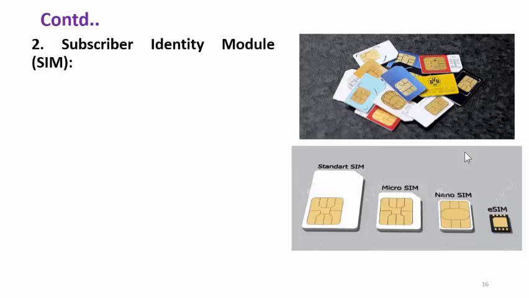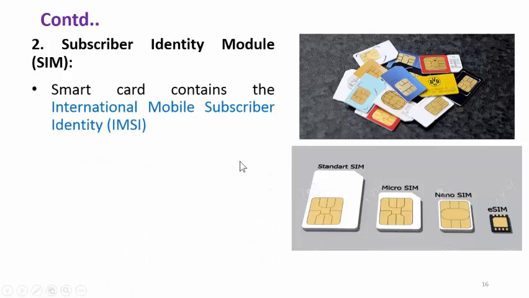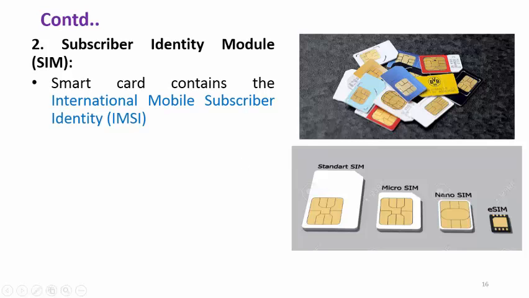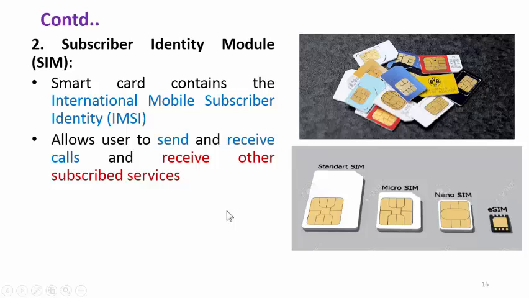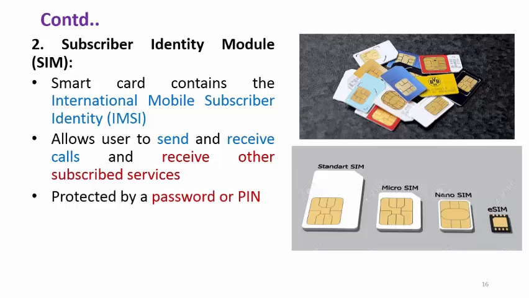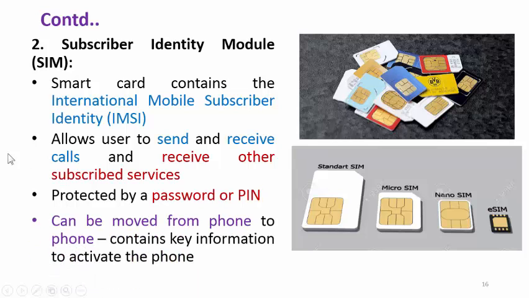The second part of this image is the subscriber identity module, that is SIM card. In this picture we can see different types of SIM card, that is eSIM, electronic SIM, nano SIM, micro SIM and standard SIM card. The SIM card contains the International Mobile Subscriber Identity, that is IMSI. It allows the user to send and receive calls and other subscribed services which are offered by the service provider.